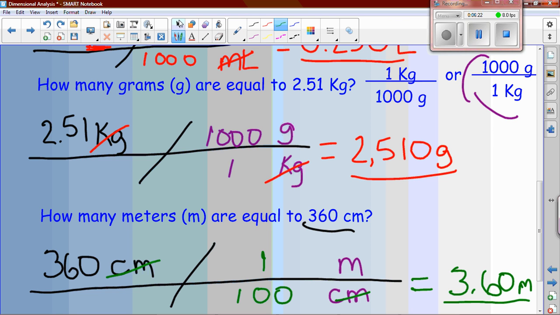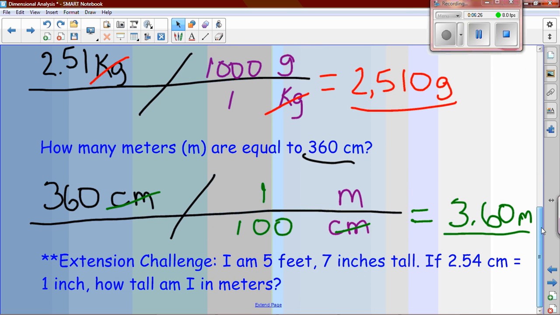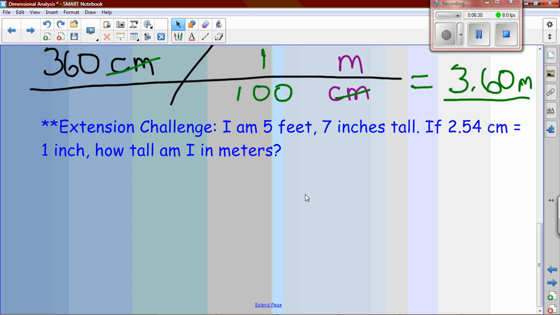All right, so for those of you that are really getting this, I'd like to propose this little extension question for you. An extension challenge says, I am 5 feet 7 inches tall. This is true, I am 5 feet 7 inches tall. If 2.54 centimeters equals 1 inch, how tall am I in meters?